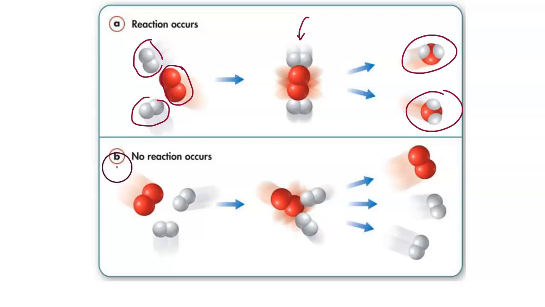Now look at the second one. We've got the same particles moving around, and they collide, but not with the same orientation. And so they just break back apart into the same three particles that we had to begin with. In the first drawing, a reaction occurs. In the second drawing, no reaction occurs.